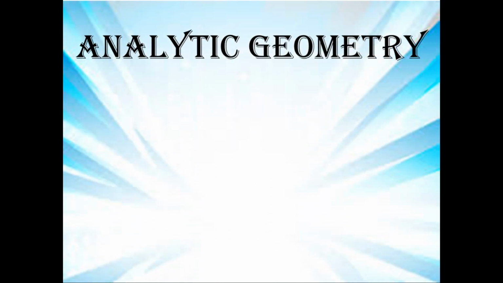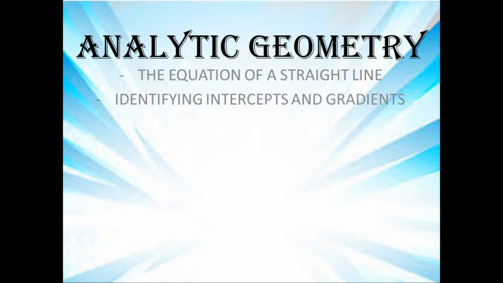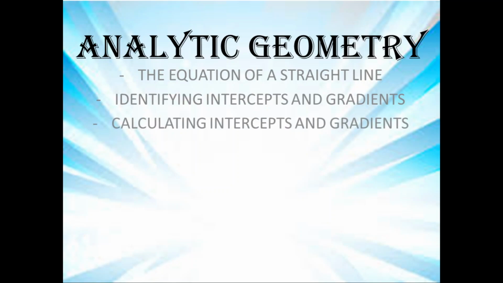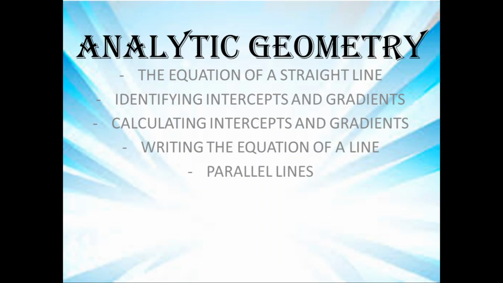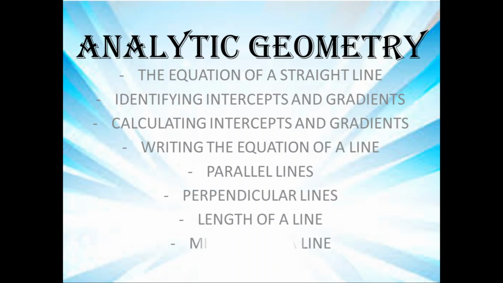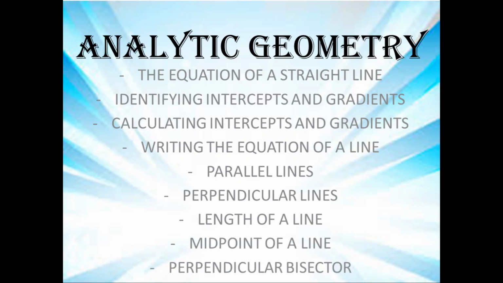Today, we start our new topic of analytic geometry. In this topic, we will learn how to write the equation of a straight line, how to identify its intercepts and gradients, how to calculate intercepts and gradients, how to write the equation of a line, how to identify parallel lines, perpendicular lines as well, how to determine the length of a line, how to calculate the midpoint of a line, and how to determine the perpendicular bisector of a line.